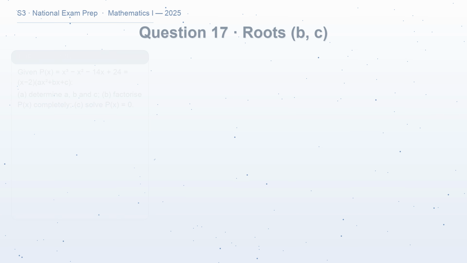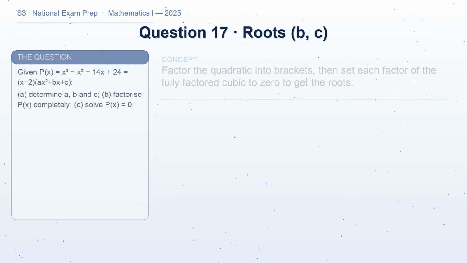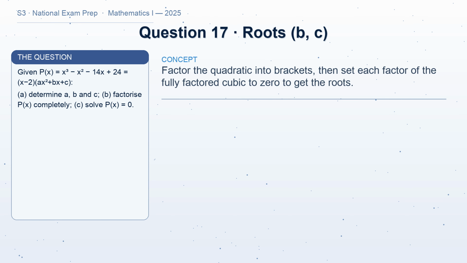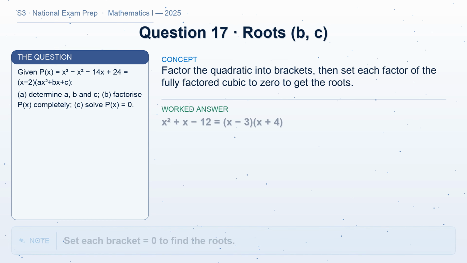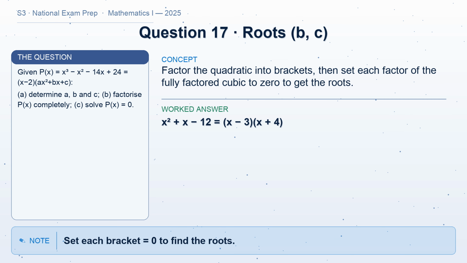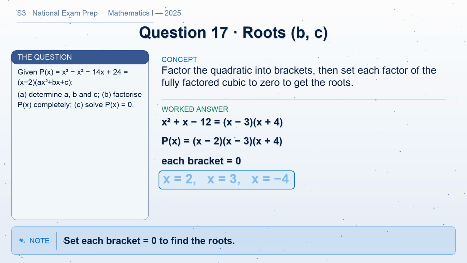Question 17, parts B and C. Now we factorize the quadratic and solve. The concept: once the cubic is a product of brackets, we set each bracket to 0 to find the roots. We need 2 numbers that multiply to minus 12 and add to 1. Those are minus 3 and 4, so x squared plus x minus 12 factors as x minus 3 times x plus 4. The full cubic is x minus 2 times x minus 3 times x plus 4. Setting p of x equal to 0, each bracket gives a solution. X equals 2, x equals 3, and x equals minus 4.